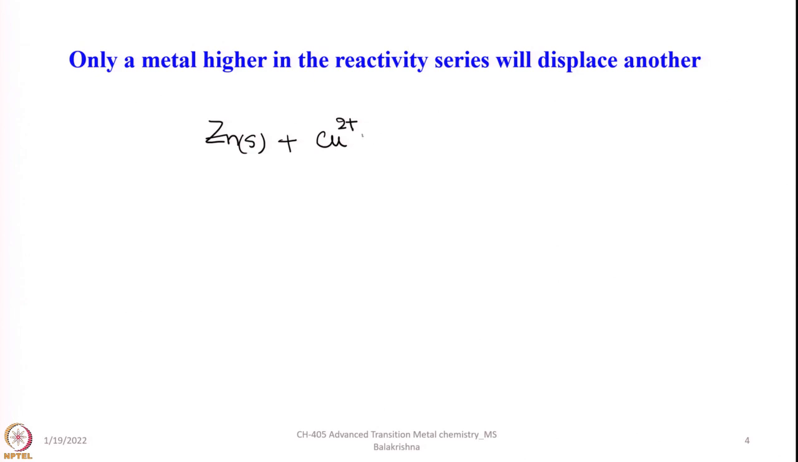If you consider this reaction, why this reaction happens can be clearly seen from the redox potential. Here copper 2 plus is reduced to copper, but silver cannot displace copper ion from solution.